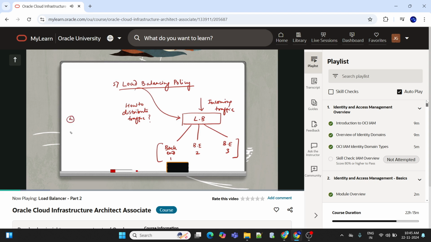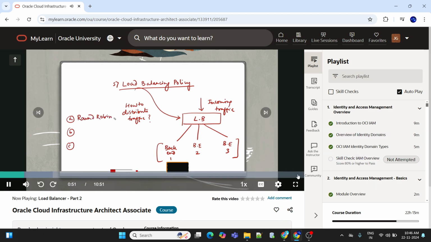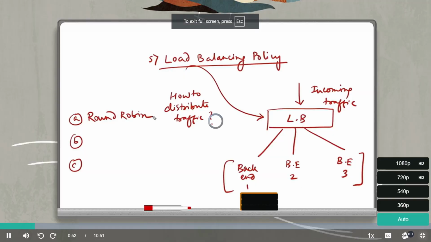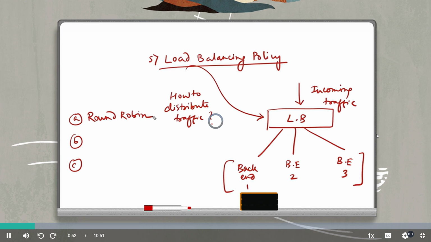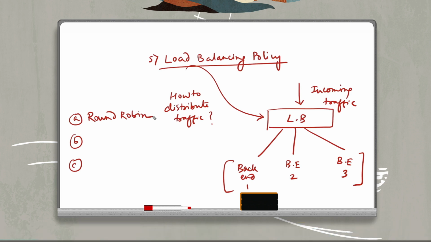And there are three such policies. The first one is round robin. What happens in round robin? The incoming traffic is sent sequentially to each server, and this is the default policy. So incoming traffic will be distributed sequentially to each server.